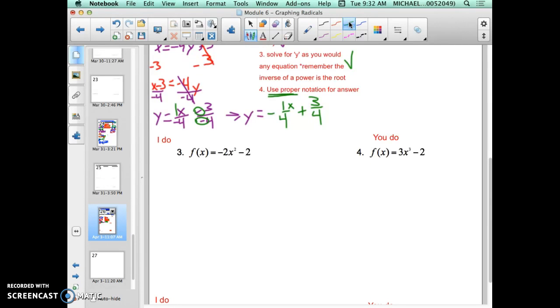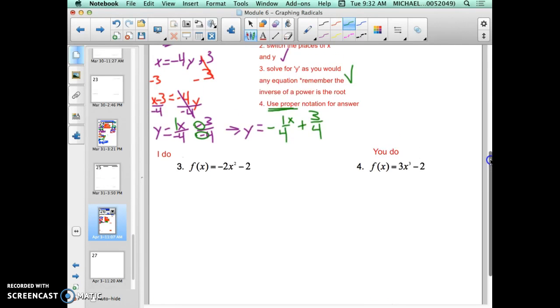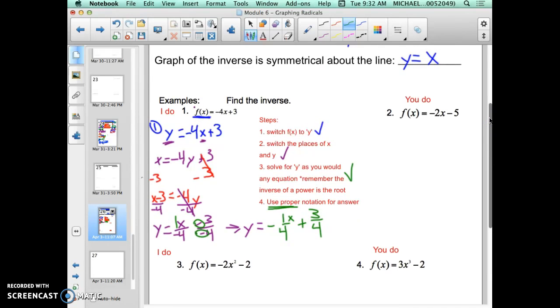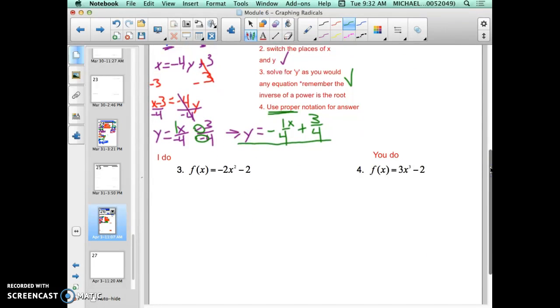And again, the proper notation to identify the inverse, because technically I'm saying this function down here, y equals -1/4 x plus 3/4, is the inverse of the given function up here. So I have to make note of that by writing, I'll do it in blue to finish it off, f inverse of x equals -1/4 x plus 3/4. And I am done at this point.